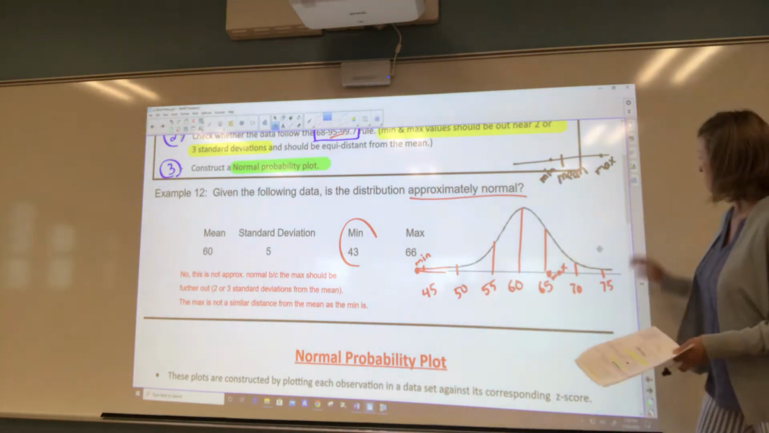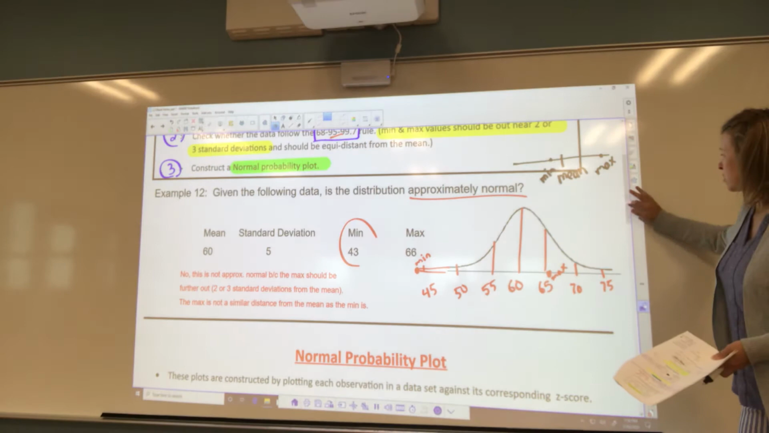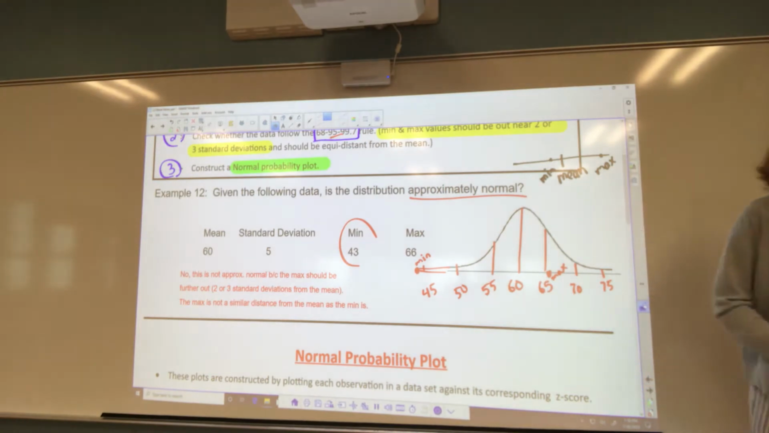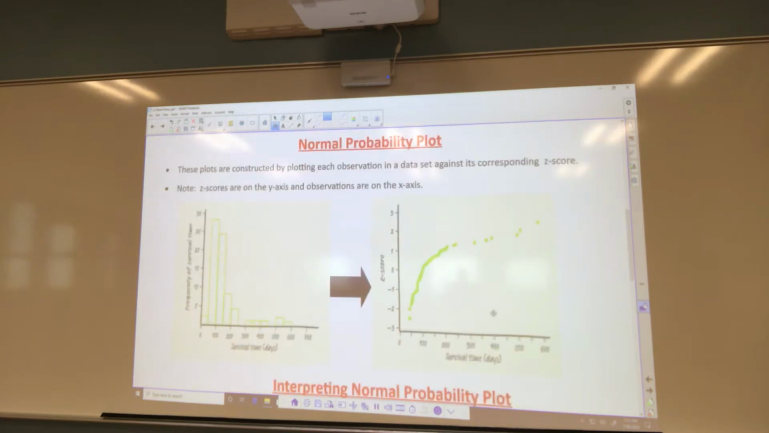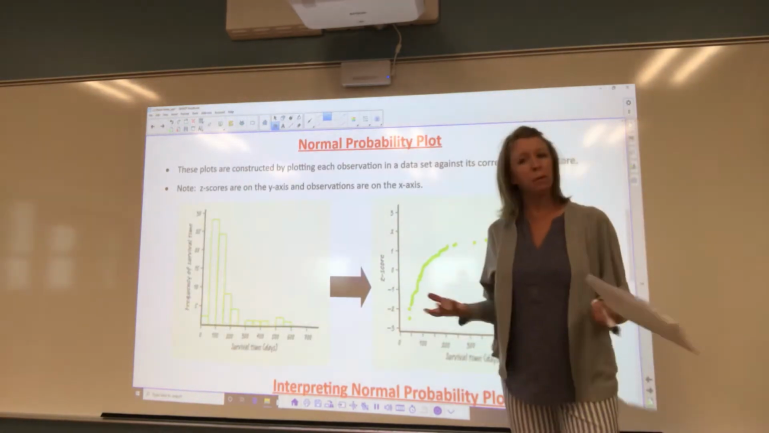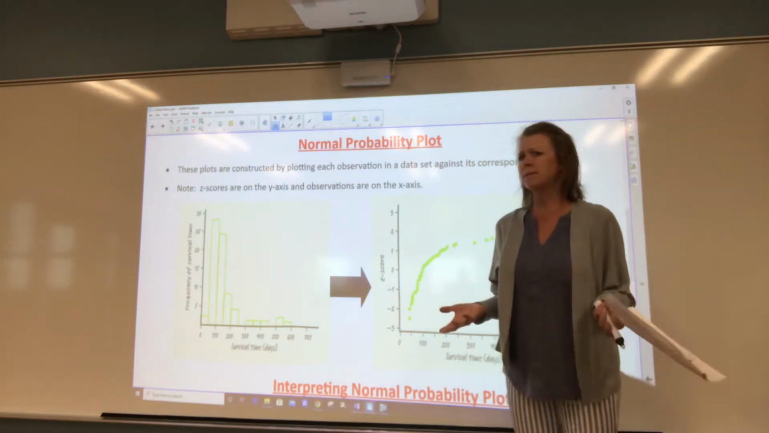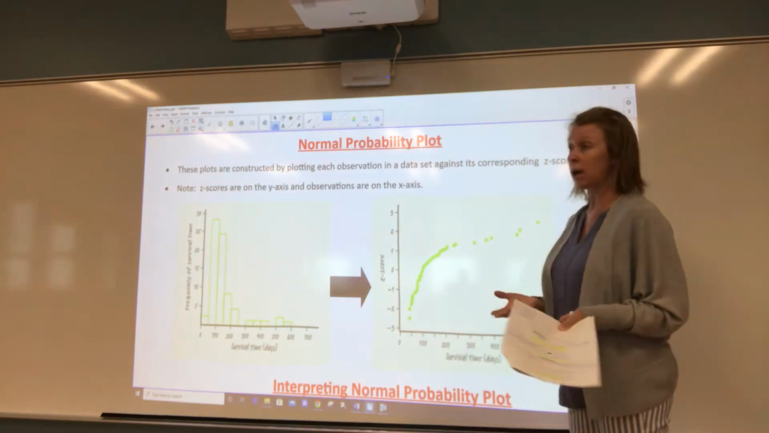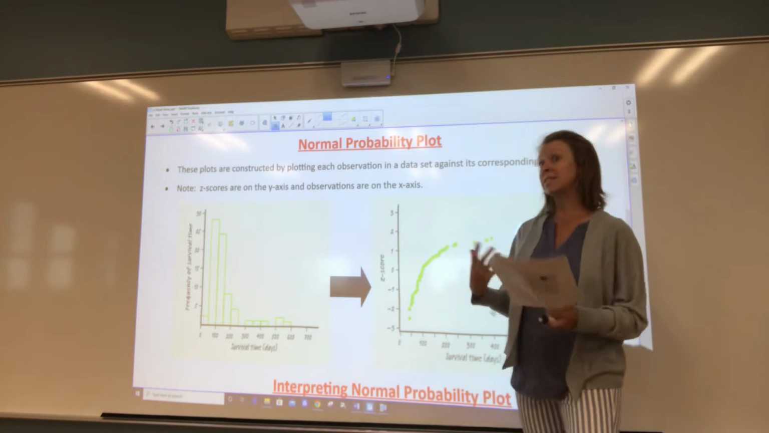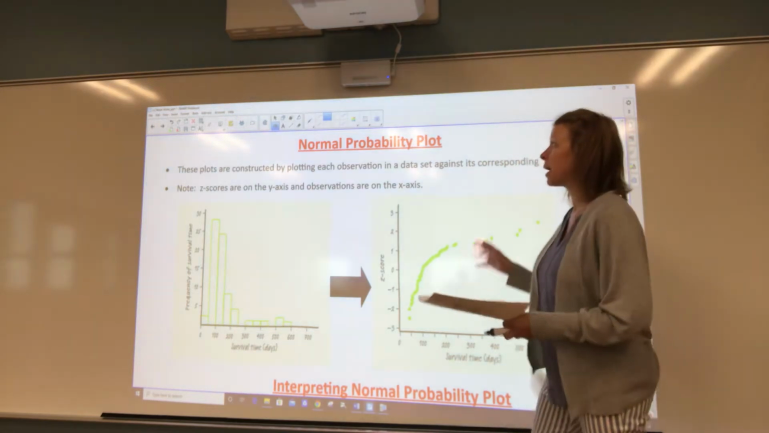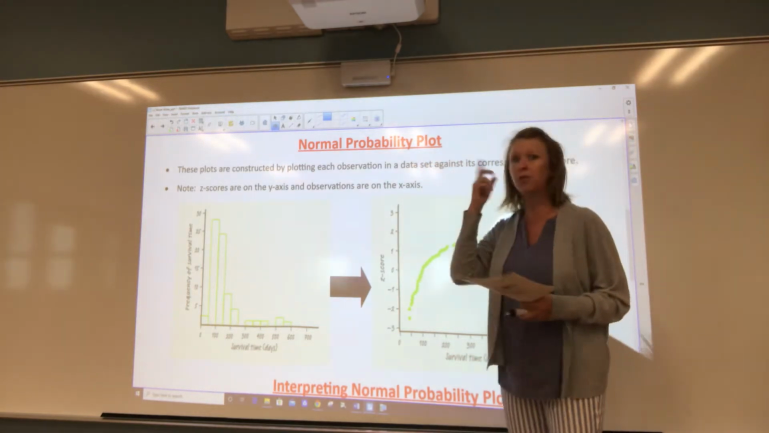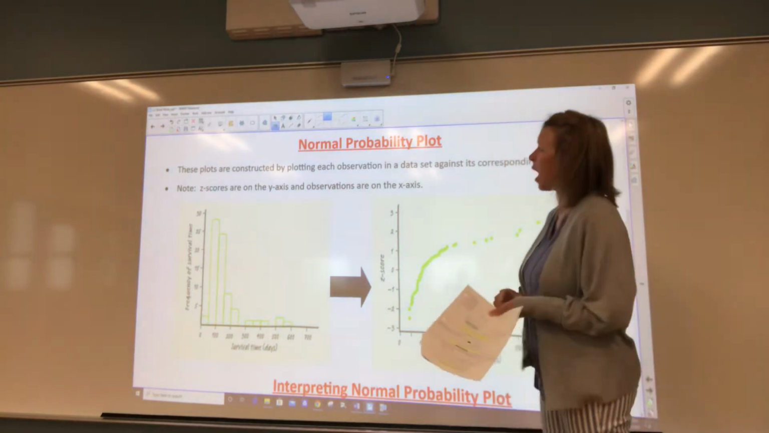All right, so let's look at a normal probability plot. This is something that you're not going to make by hand. We're going to make these on the calculator, but I want you to understand what it is and how to use it, because our third way of assessing normality is to make a normal probability plot, and then you have to know what to look for in that plot.